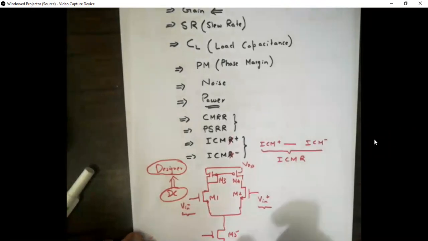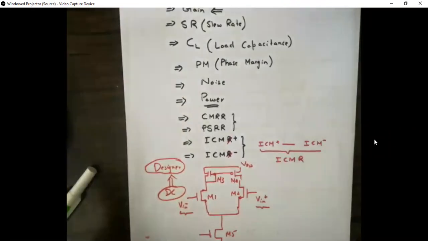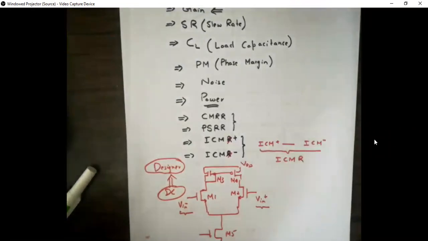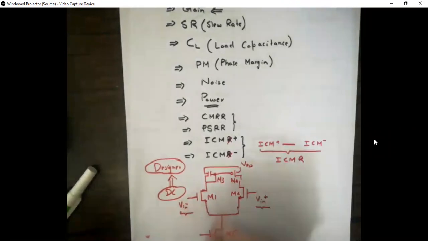It should also be taken into account. So that's why it's very much important. I should know before starting a design what my common mode range is, meaning what common mode signal I can give so that the transistors, the operational amplifier, remain in saturation.